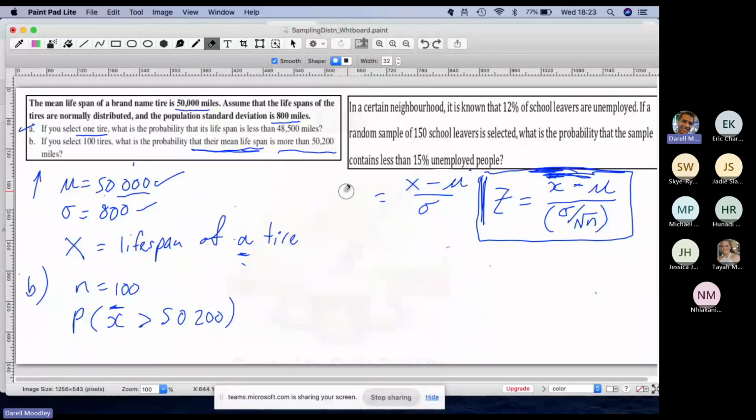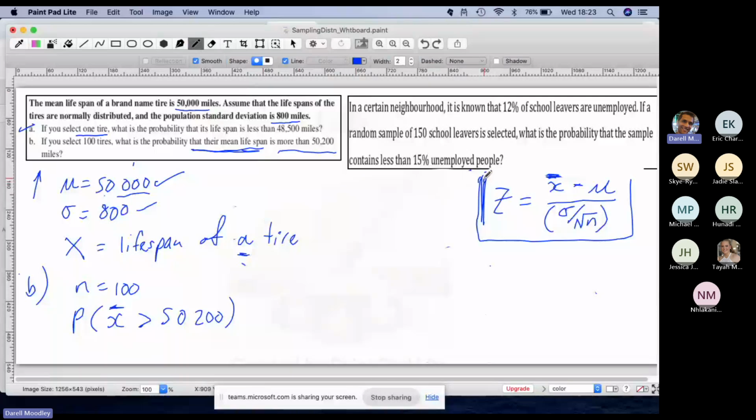So I'm going to erase this one, so we're not going to deal with it now. I'm just going to make it a bit neater. Right, so we're going to use this formula. Z equals X bar minus mu.